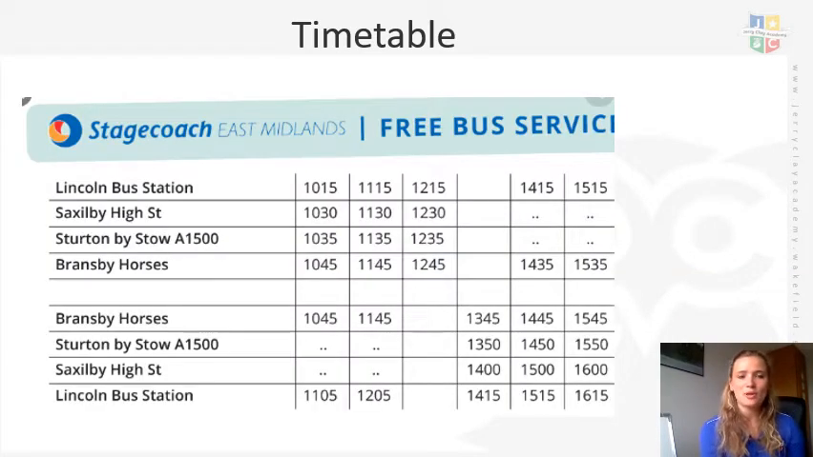So here's an example of a timetable. Now, as you can see, this is for a bus service. On the left hand side are all the names of the bus stops, so where you can catch the bus from, and then on the other side it tells you all the times. For example, if we look at the first one, Lincoln bus station, it says that the bus will arrive at this station at 10:15. It will also go at 11:15, 12:15, 2:15 in the afternoon and 3:15 in the afternoon.